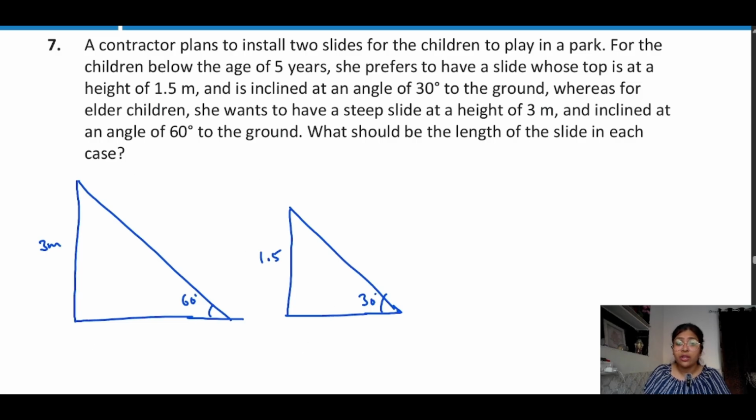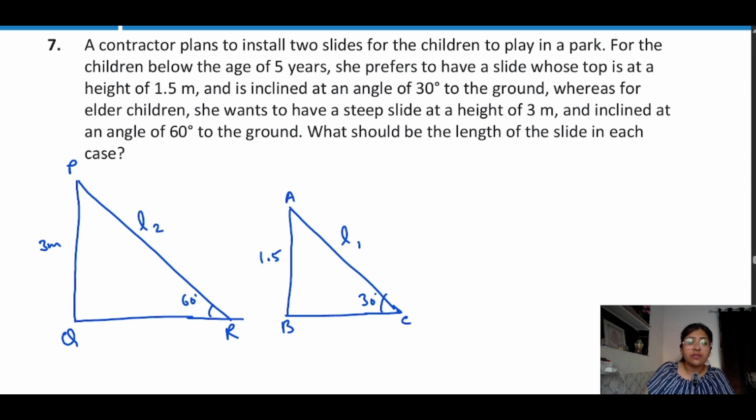I had formed the figure. Now they are asking for what should be the length of the slide in each case. So this is for the children whose age is below 5 years. We need to find out this L1. Also for the bigger children, we need to find out the length L2.